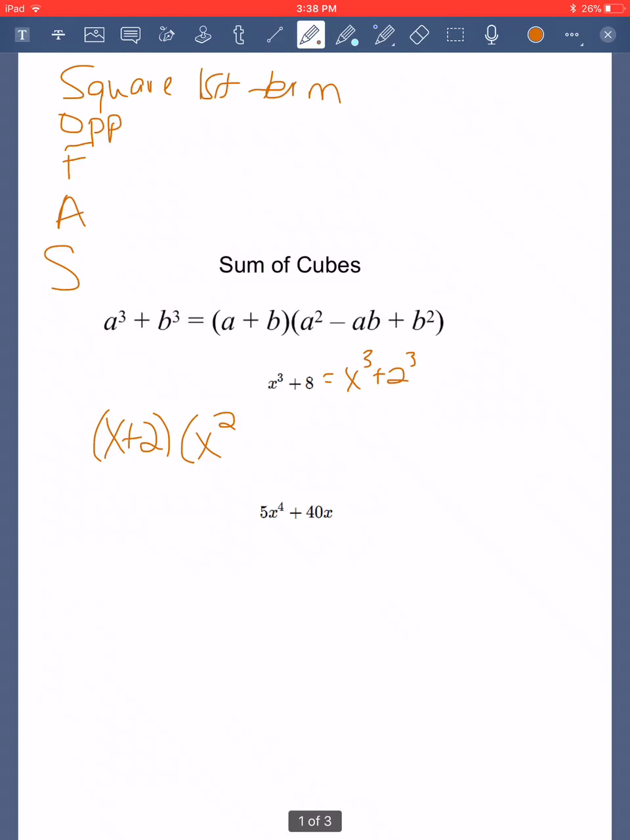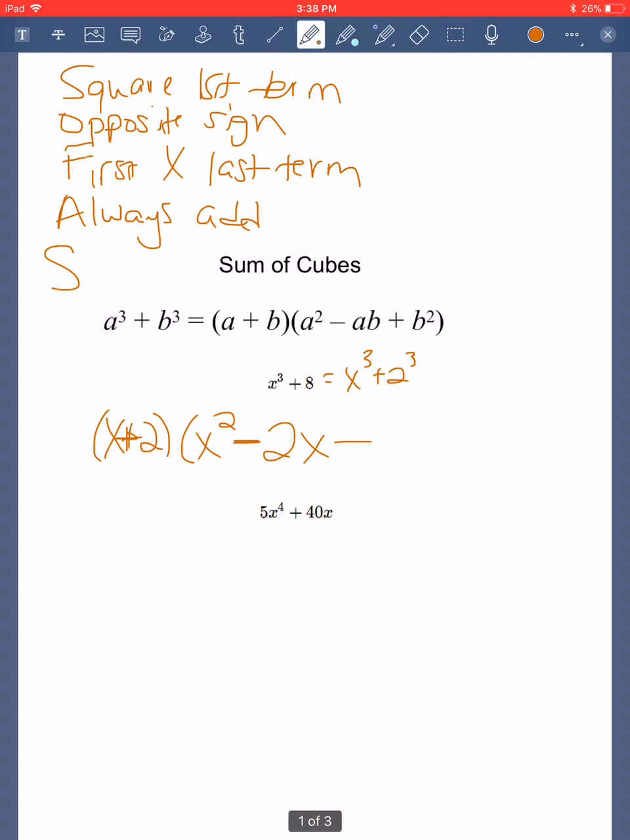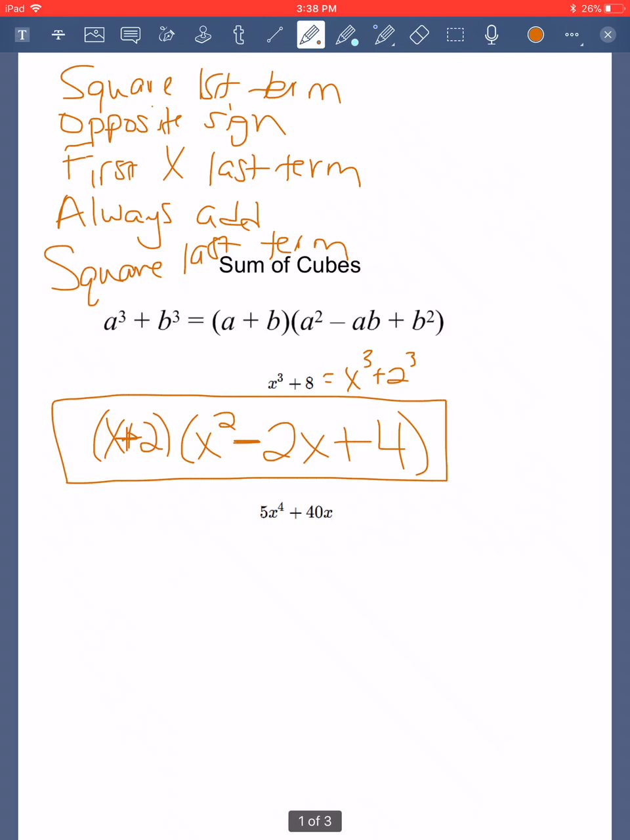The O is for opposite sign. So it's a plus right here, which means I'm going to do a minus. The F stands for first term times the last term. So I would do x times 2, so it would be 2x. The A is for always add, so it's going to be plus. And then the last S is for square the last term. So my last term is 2, so when I square that I get 4. So my factors are x plus 2 and x squared minus 2x plus 4.